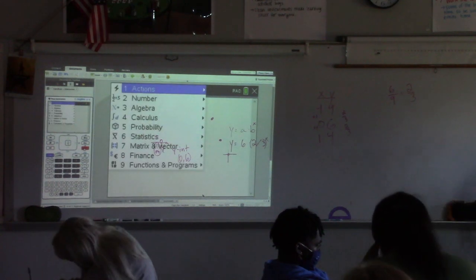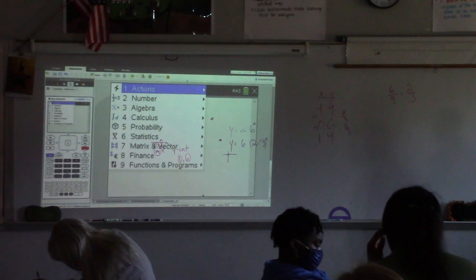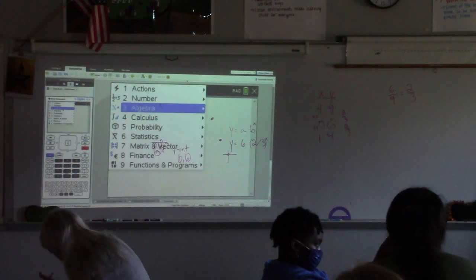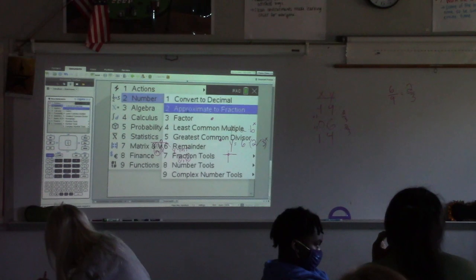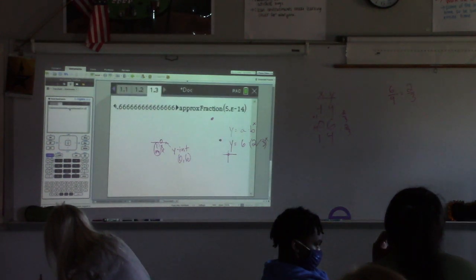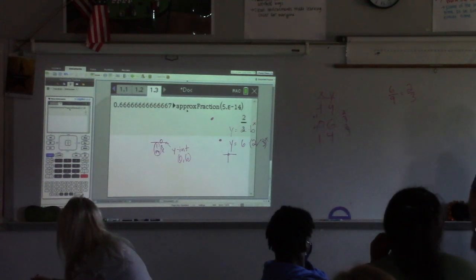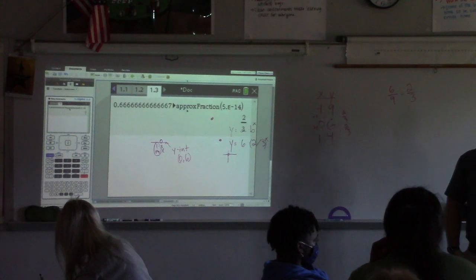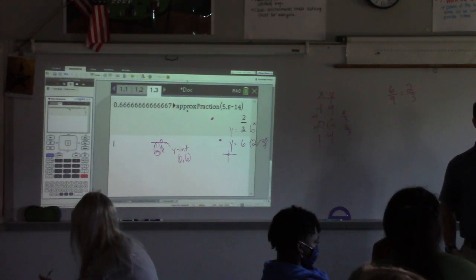Do you see any options there that might give us the ability to go to a fraction? Number. We're dealing with numbers, right? So go to number, and approximate to a fraction, right? So 0.6 repeating, approximate to a fraction, 2/3. Now, if you don't go far enough with the 0.6 repeating, it won't get the 2/3. So you have to type in those repeating decimals pretty far out.